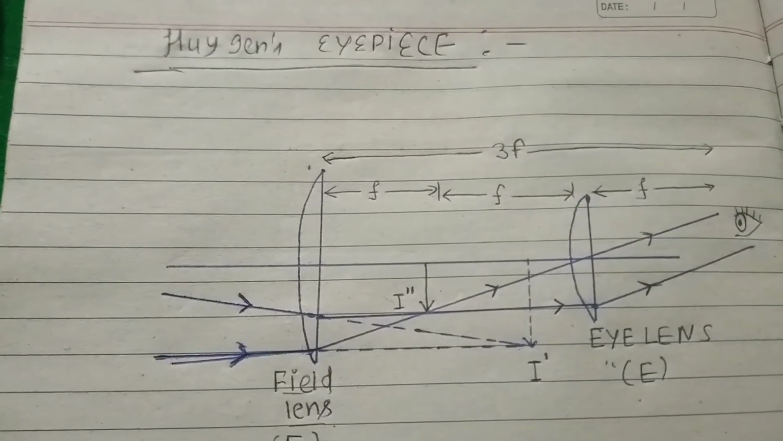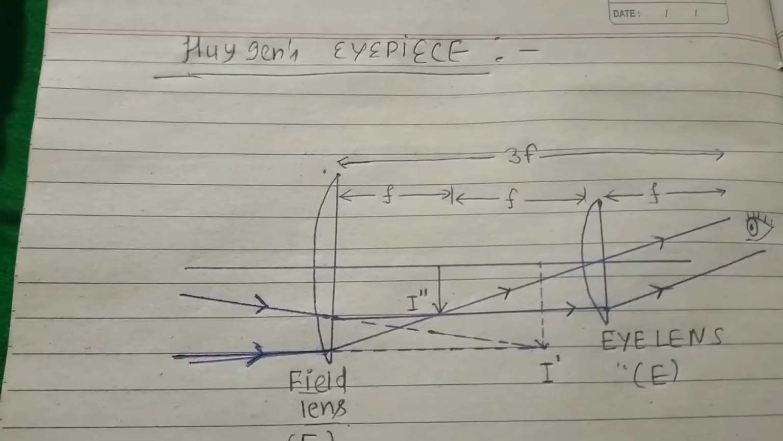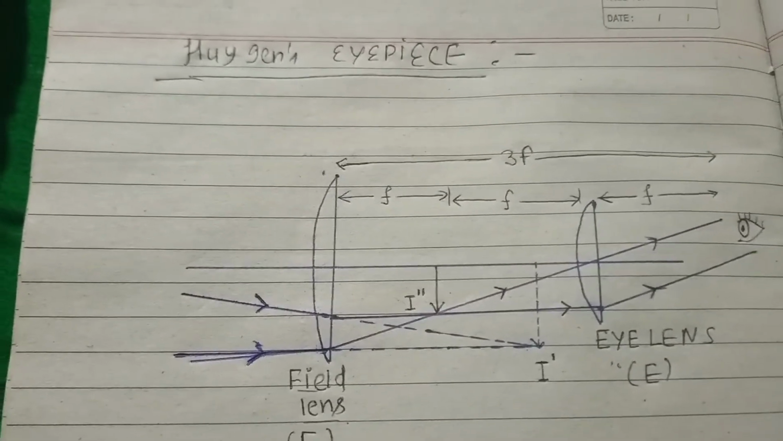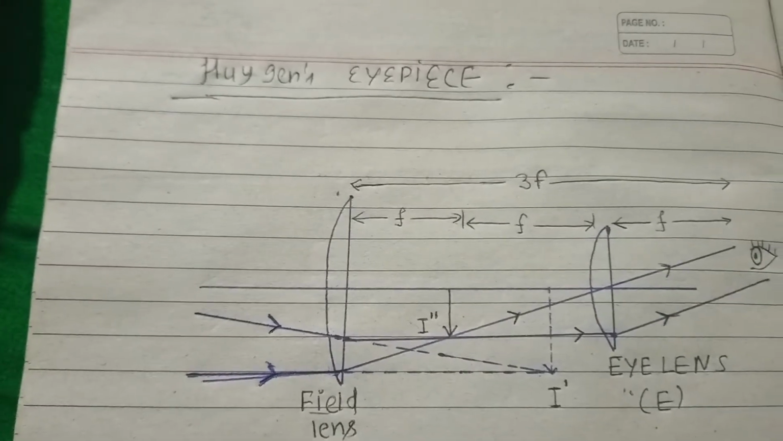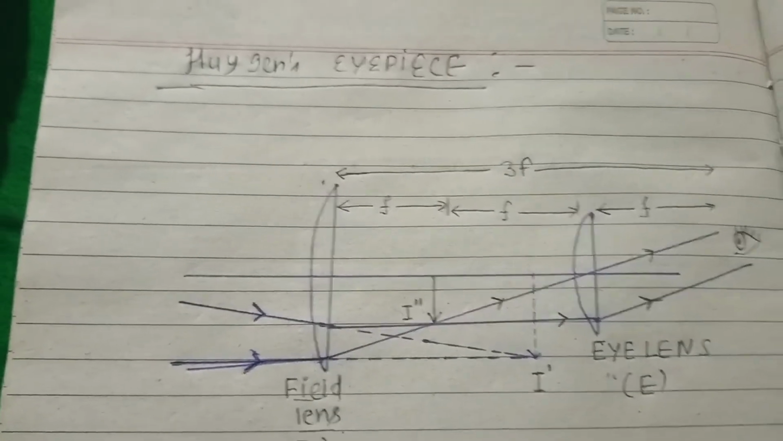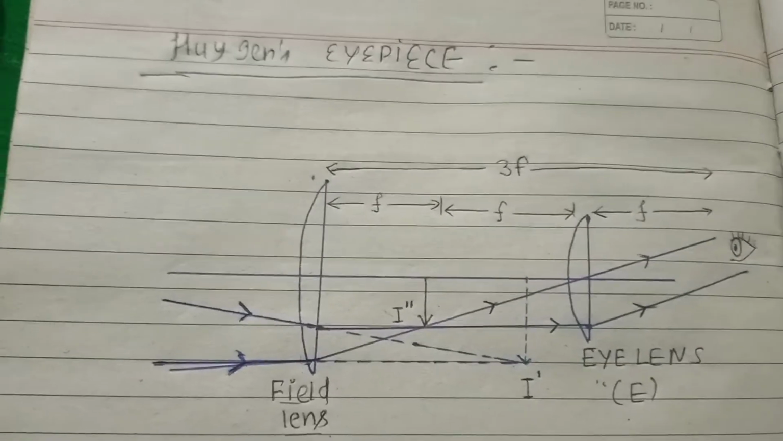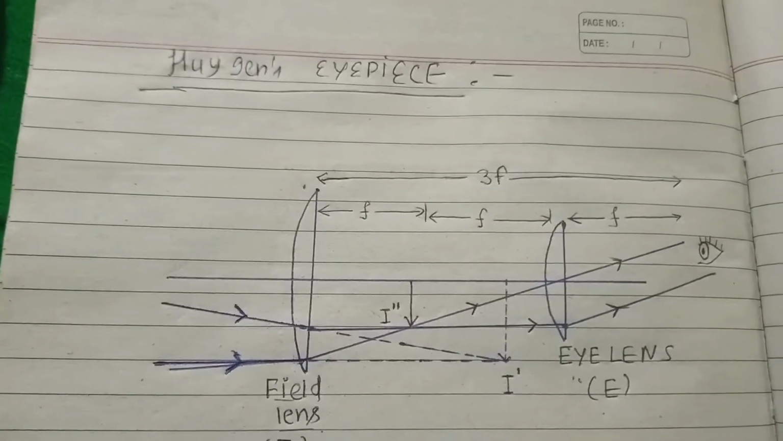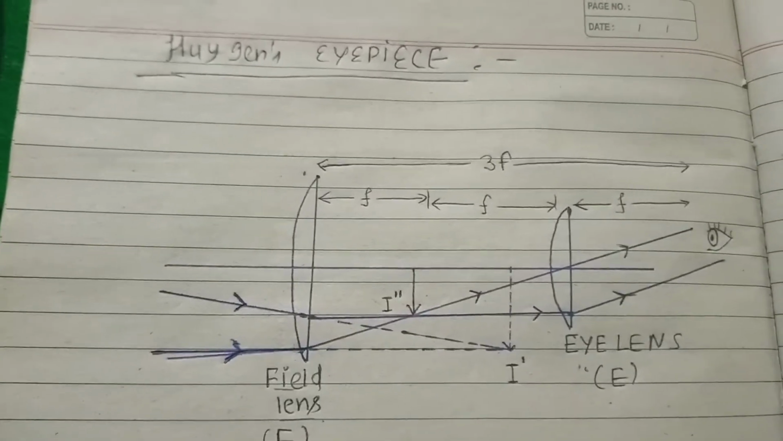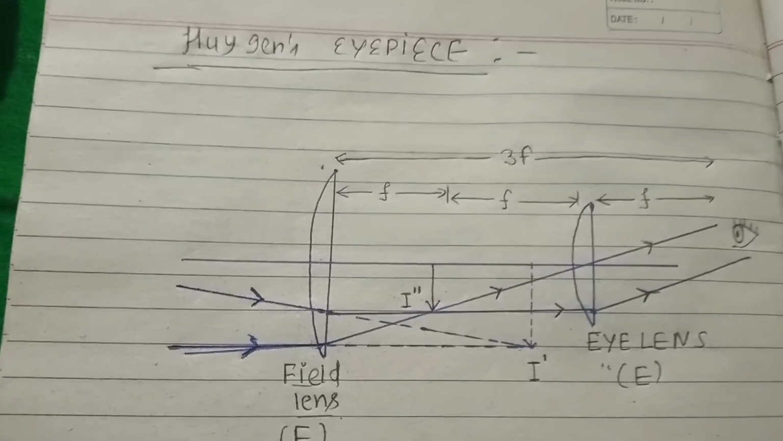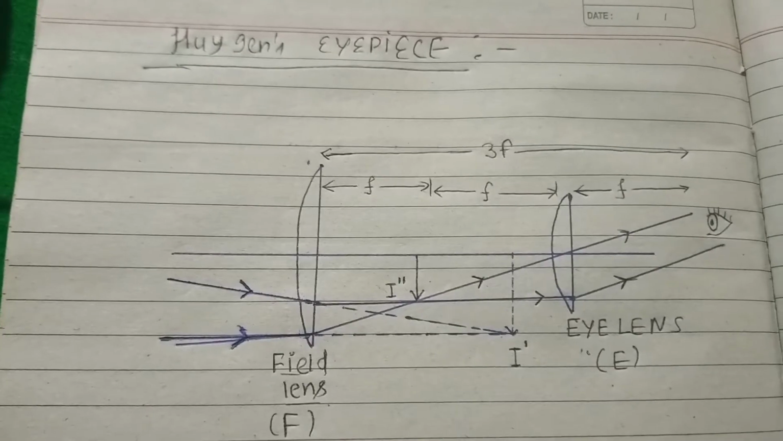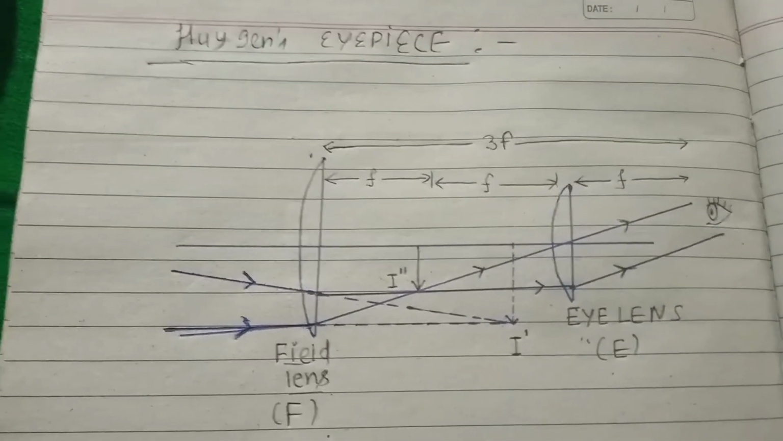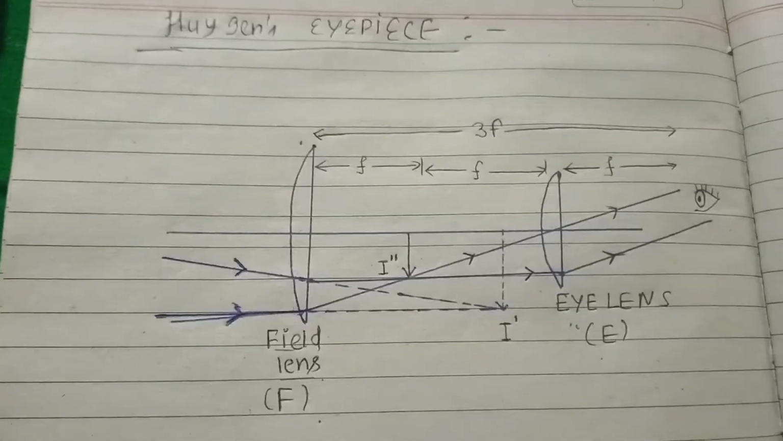Firstly, I am telling you what an eyepiece is. Actually, an eyepiece is a lens or a combination of lenses that is used in an optical instrument like a telescope or microscope, through which the eye views the image formed by the objective lens. You have studied in your previous classes that in a telescope or a microscope there are two types of lenses, the eyepiece lens and the objective lens. The one which is closer to the eye is called the eyepiece lens.